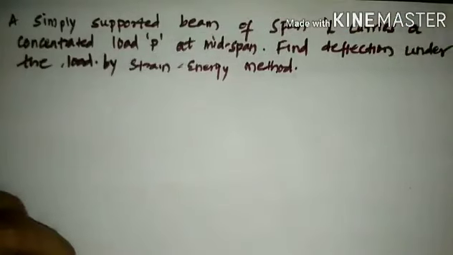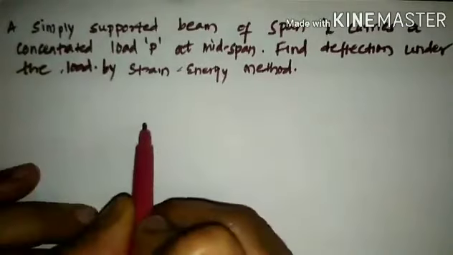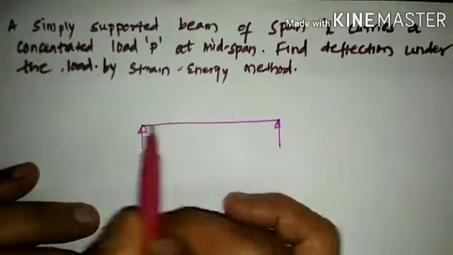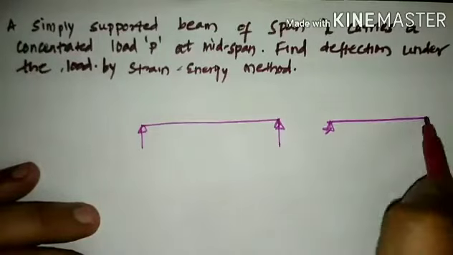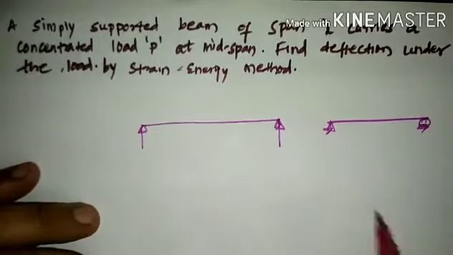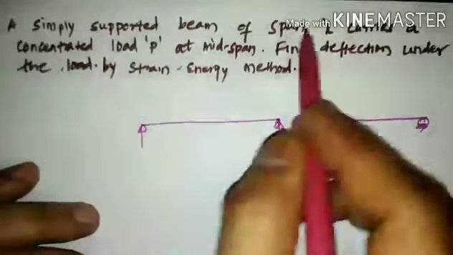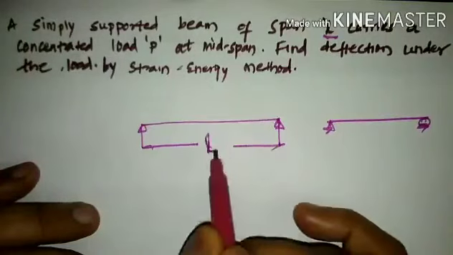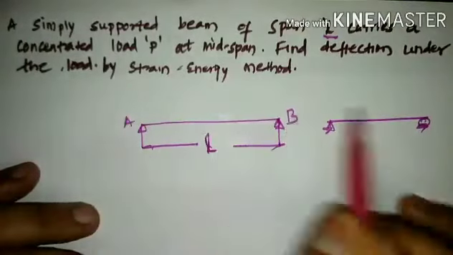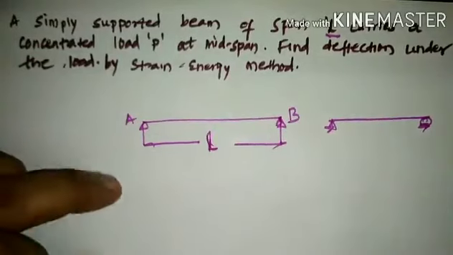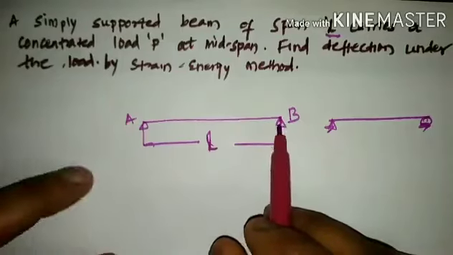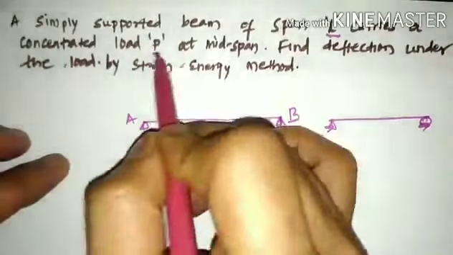So we need to draw the diagram first and then continue with the solution. To begin with the diagram, it is a simply supported beam. A simply supported beam will be drawn in this particular fashion, or it can also be classified as one end hinged, other end roller. The span of the beam is L, that is the distance between both the supports, and we shall name the points A and B. Point A is the support on the left hand side and point B is the support towards the right hand side. It is subjected to a concentrated load P at the midspan.